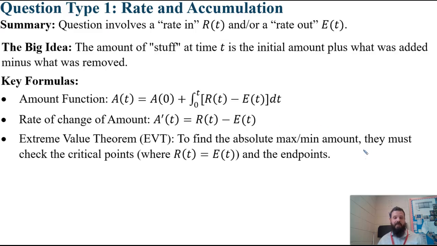And then also, this is a common question type where the extreme value theorem comes into play, where we want to find an absolute min or max. Okay, and they occur at either critical points, where our rate in equals rate out, and the endpoints. So we'll talk about that candidates test determining mins and maxes. All great stuff that doesn't have to show up on this question, but typically does when we're talking rate and accumulation.